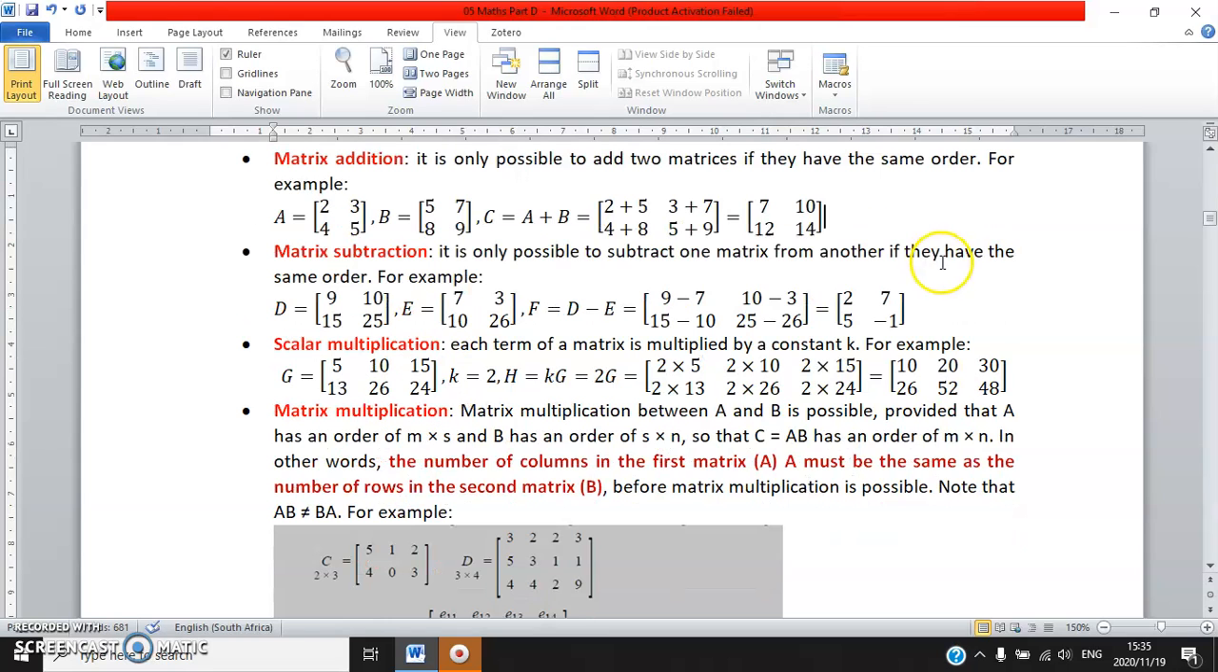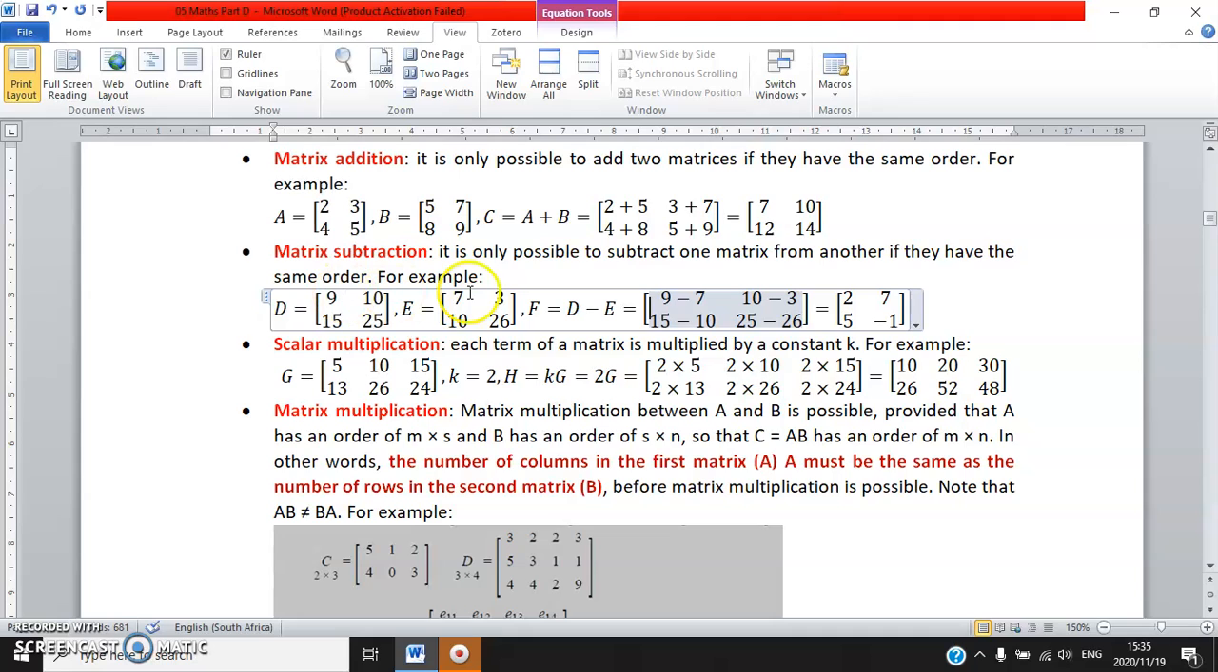Okay. If you understand matrix addition, then you should also be able to understand matrix subtraction. Just like addition, subtraction is only possible if the 2 matrices have the same number of rows and same number of columns. So this is an example. Both D and E have the same number of rows, 2 rows, and both have the same number of columns, 2 columns. Then I can derive matrix F, which is D minus E.